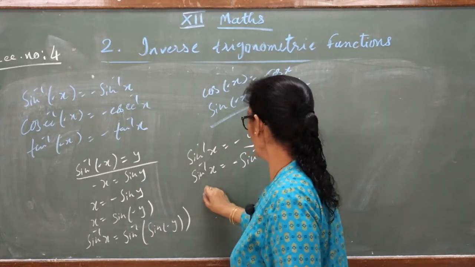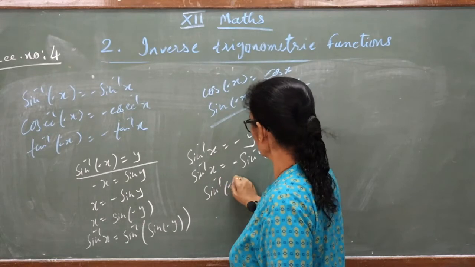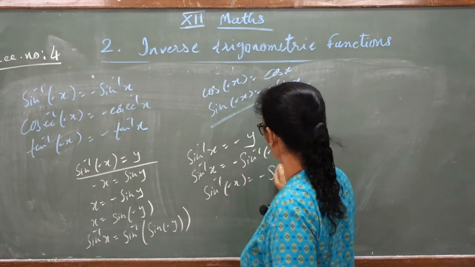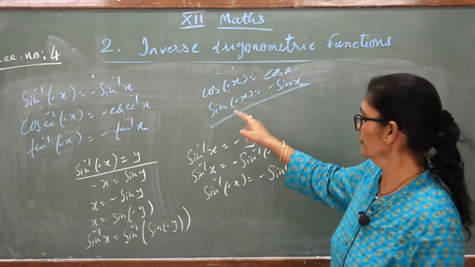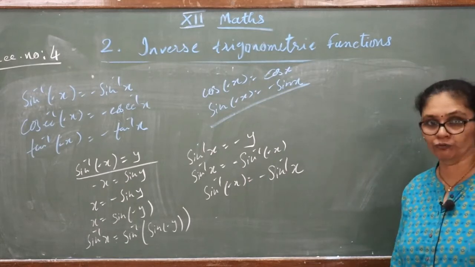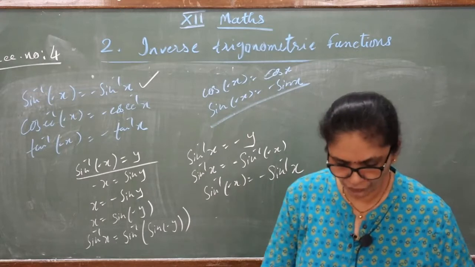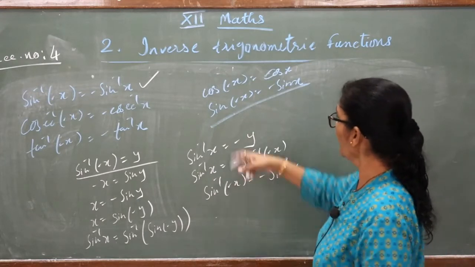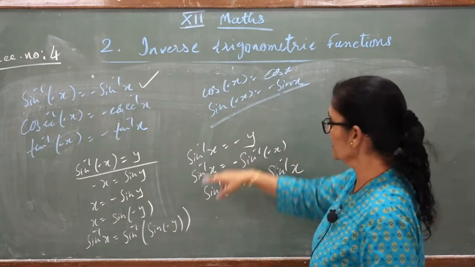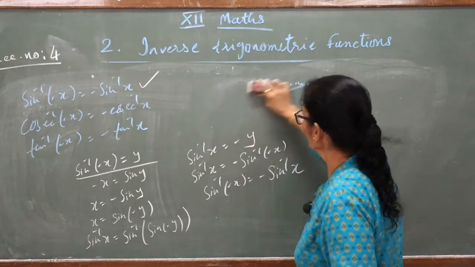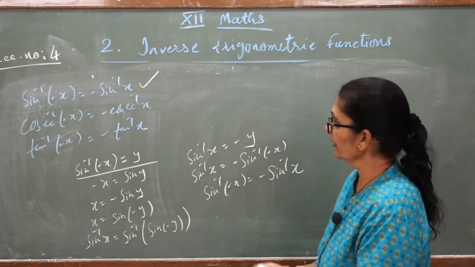We shift this minus sign over here. So sine inverse minus x equal to minus sine inverse x. This is the simple proof of the first one. Here we have used only one simple concept, that sine is an odd function, so the minus sign comes outside. Similar way, let's prove the second one.